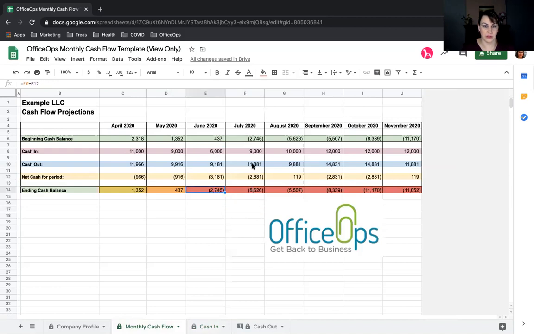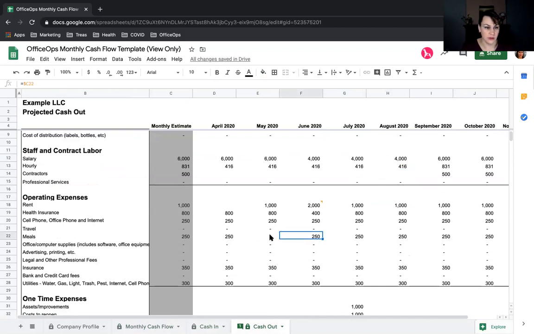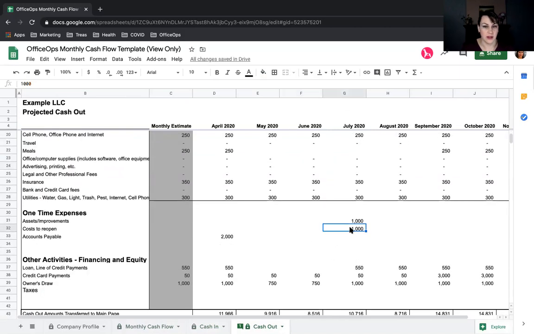Okay, so that helped a little bit. We're going to have to continue these cuts. We can't hire our social media contractor back through the end of June. We're just not going to eat out. And then we're going to delay this asset improvement until September. And accounts payable, we're going to talk him into $1,000 now and $1,000 later.